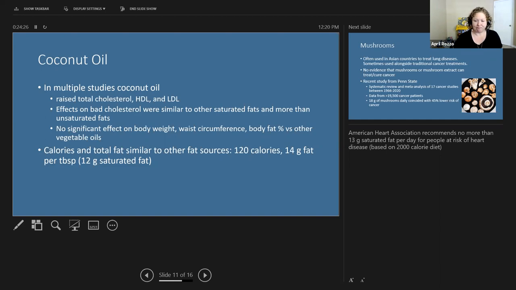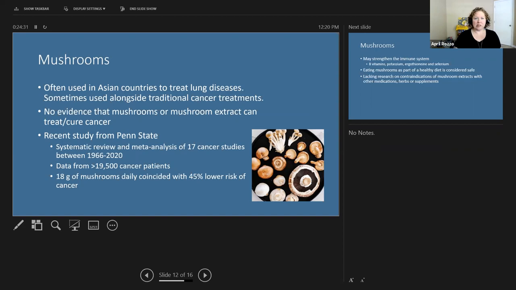We're moving on to mushrooms, and I'm not talking about any other thing other than the edible mushrooms you buy in the grocery store and eat or cook with, okay? Mushrooms have been used in Asian countries and cultures for years to treat lung diseases. They are sometimes used alongside traditional cancer treatments, like chemo. At this point, we do not have any evidence that mushrooms or mushroom extracts can treat or cure cancer.